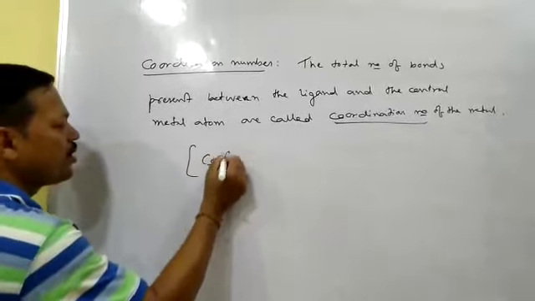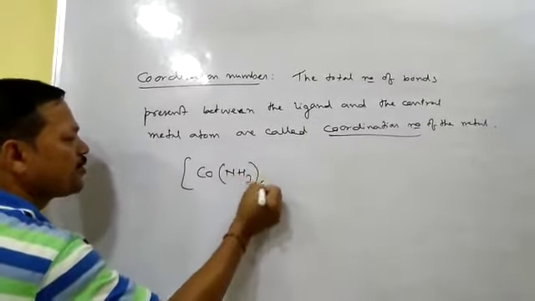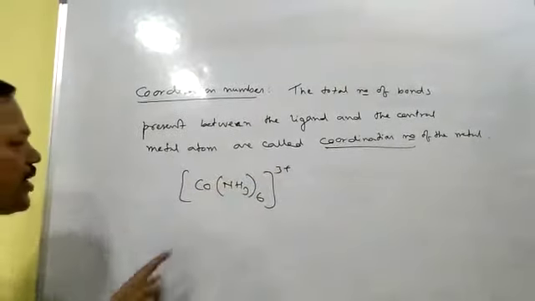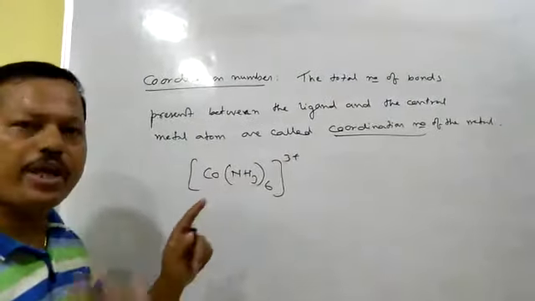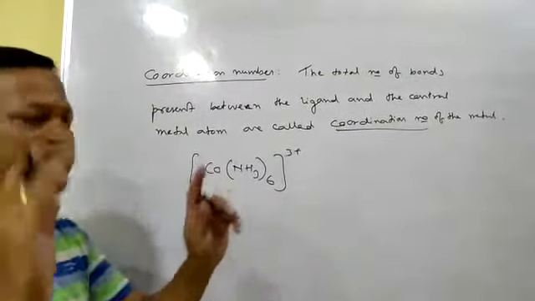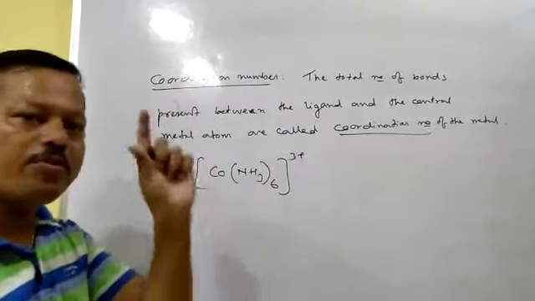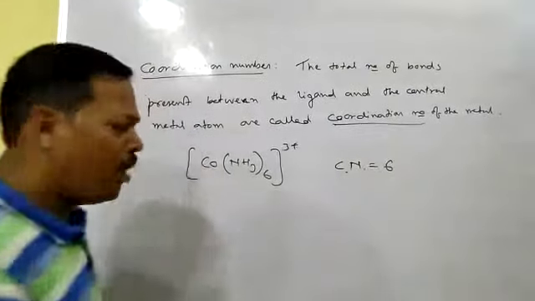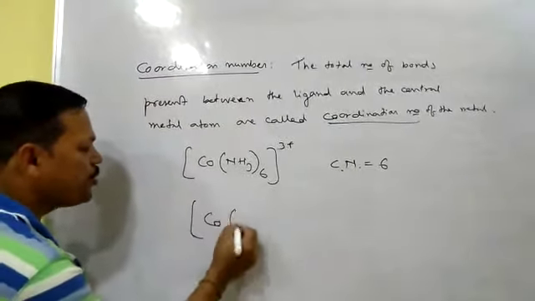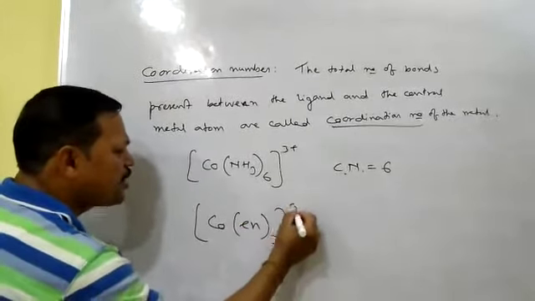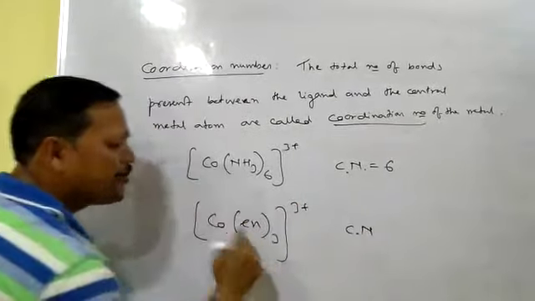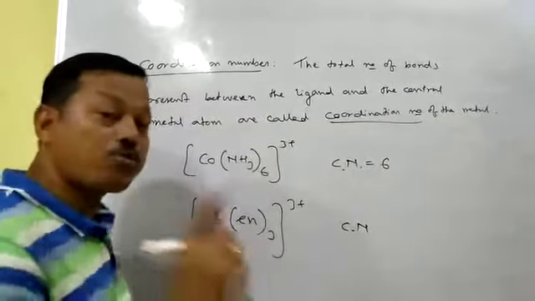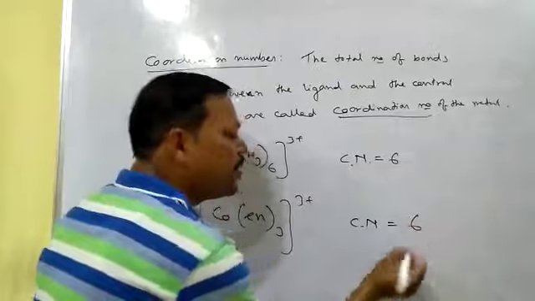So what is coordination number? For example, this is one of the complexes. As you know, ammonia is an example of a monodentate ligand. Here 6 ammonia are present, 1 ammonia donates 1 pair, 6 ammonia donate 6 pairs. So how many bonds will form? They will form 6 bonds with the metal. That's why here the coordination number is 6. This is one of the complexes, Co(en)3 3+. As you know, EN is a bidentate ligand. 1 EN produces 2 bonds. So 3 EN produce a total of 6 bonds. Here also the coordination number is 6.